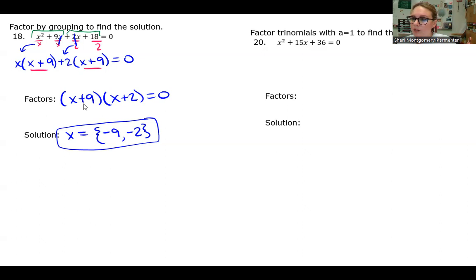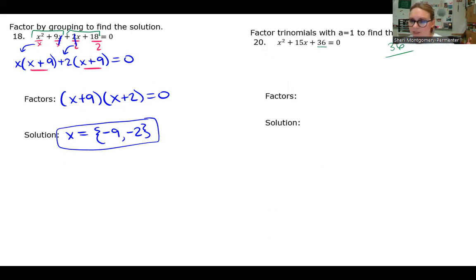The next problem that we're going to go over together, and this is the last one that we're going to do together, is question number 20. This is another practice problem where we're going to factor a trinomial. So this is 3 terms. We want to look at that last number, and we want to get a list of factors of that last number.